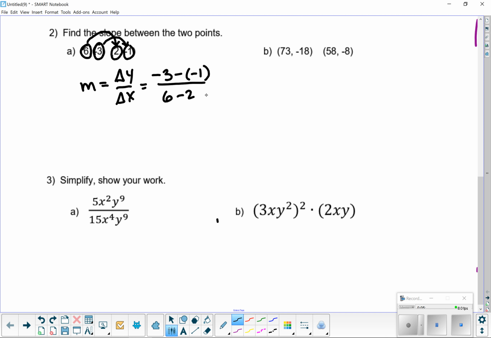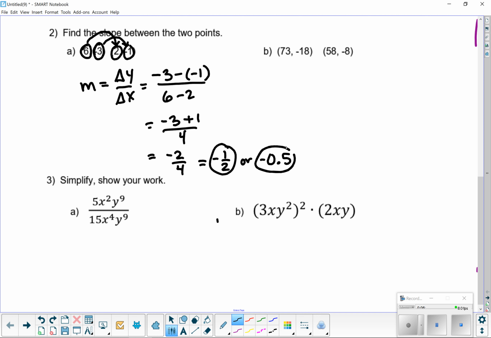That's going to get you -3 plus 1, because the double negative makes a positive, and then 6 minus 2 is 4. So -3 plus 1 is going to be -2, and the bottom is just 4. And -2 over 4 comes out to be -1/2. You can leave it like this, or you can change it to a decimal as -0.5. That's fine as well.